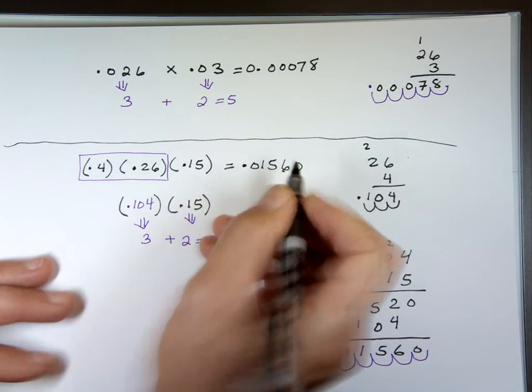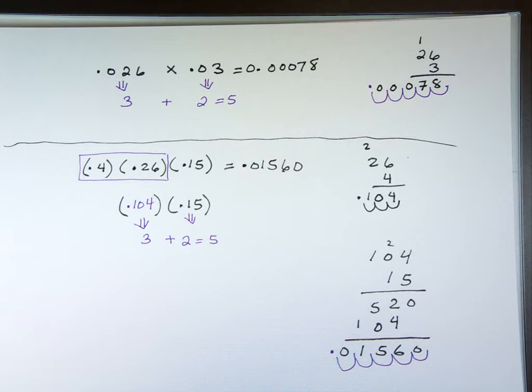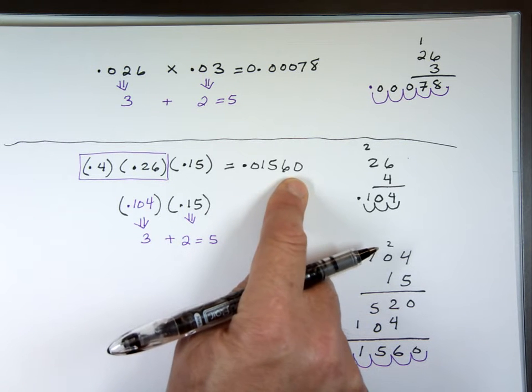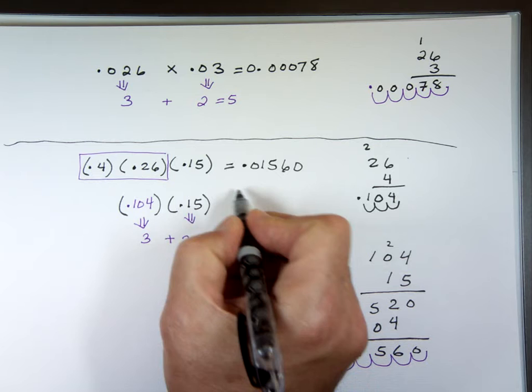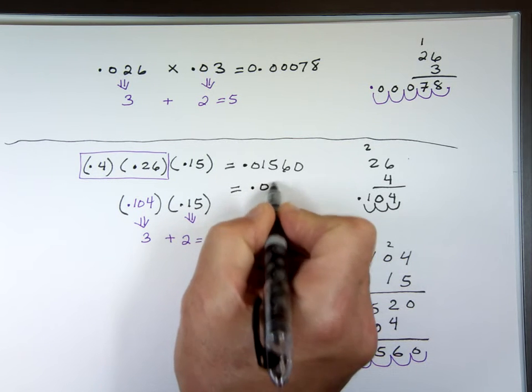0.01560. Now, you probably get this one wrong if you leave it like this. Why? That 0 at the end is useless. So they probably want you to simplify that to 0.0156.